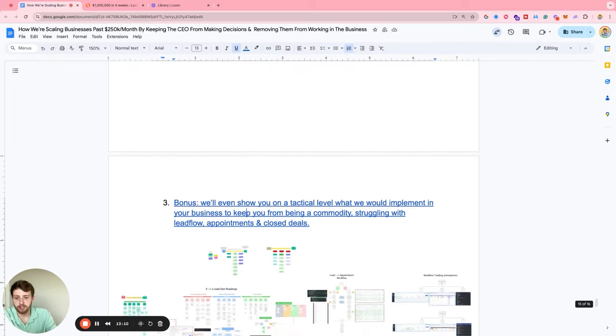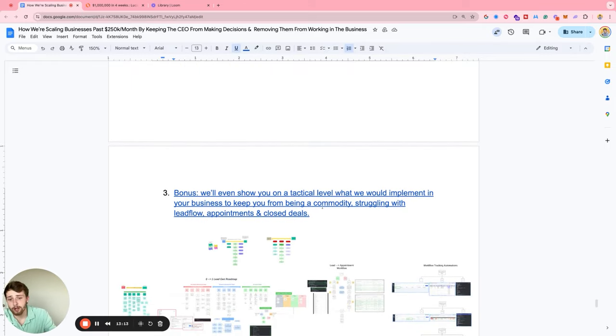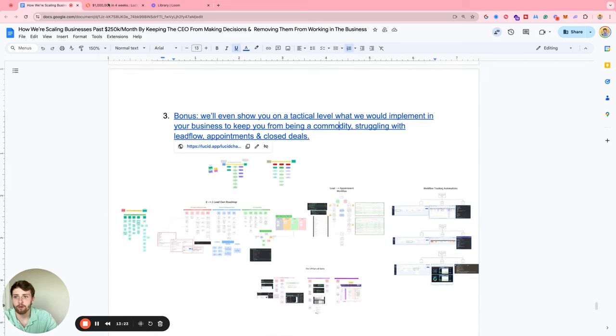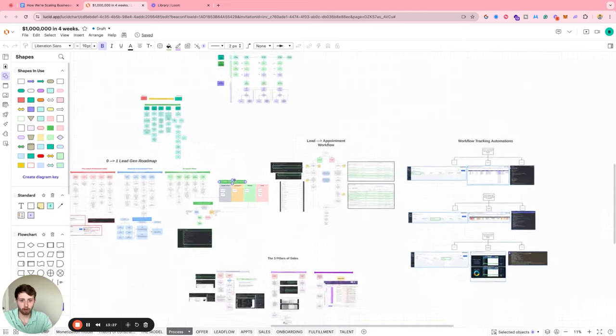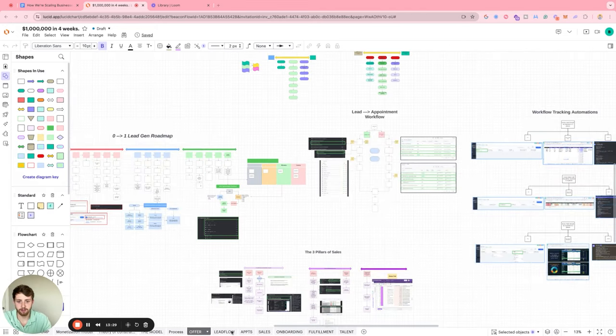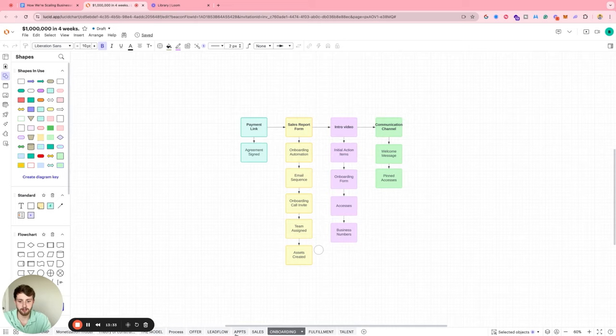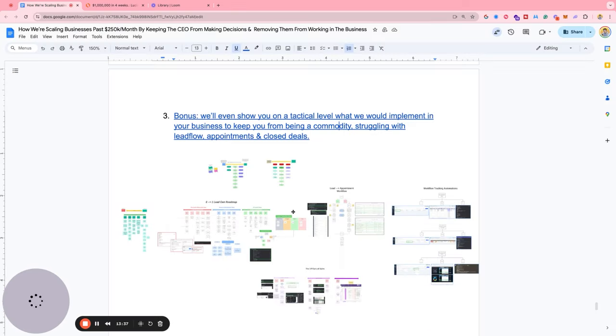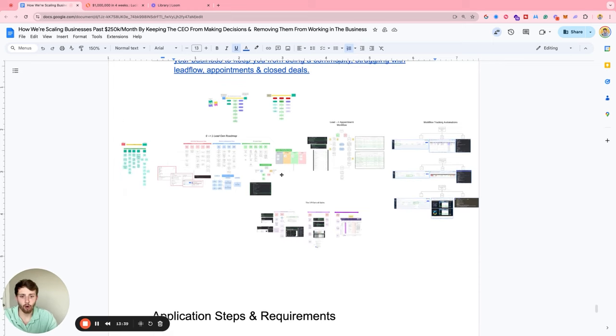Okay, and then number three, just a quick little bonus. We'll even show you on a more tactical level what we would implement in your business to keep you from becoming a commodity, struggling with lead flow, appointments or closing deals, as you can see here. And we have a whole sheet. Let me just click on that real quick. So we can go over all the processes, offers, systems, the sales, onboarding and fulfillment processes, appointment booking, literally everything. We can do this on the call, but that's just a quick little overview of it all.